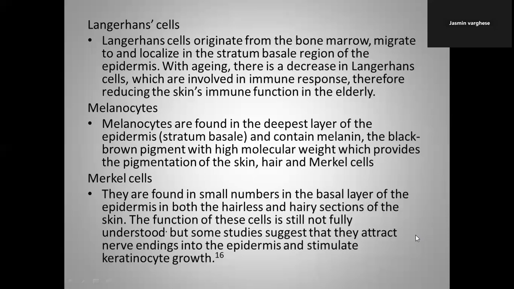Then melanocytes are found in the deepest layer of the epidermis, that means stratum basale, and contain melanin, the black-brown pigment with a high molecular weight, which provides the pigmentation of the skin, hair, and Merkel cells. Then Merkel cells, they are found in small numbers in the basal layer of the epidermis in both hairless and hairy sections of the skin. The function of the cell is not fully understood so far, but some studies suggest that they attract nerve endings into the epidermis and stimulate keratinocyte growth.